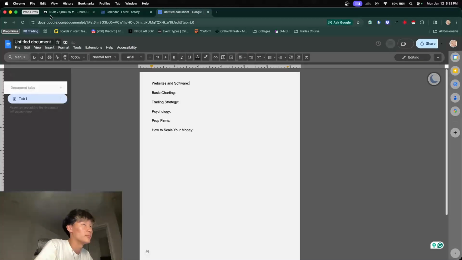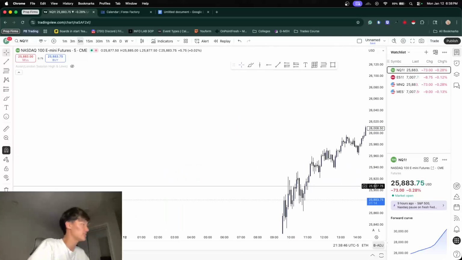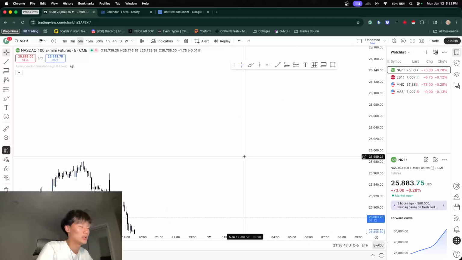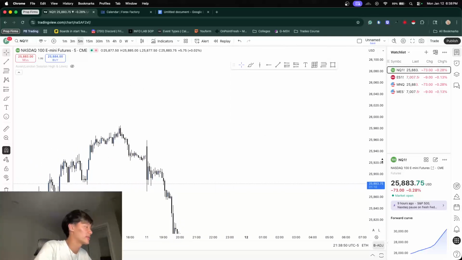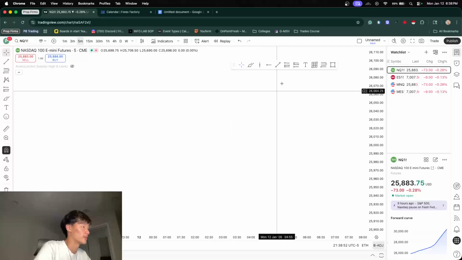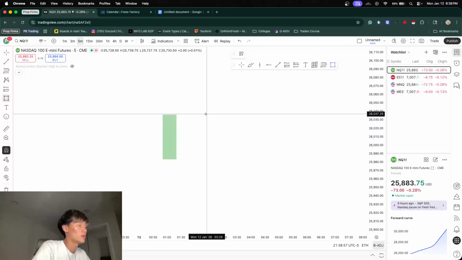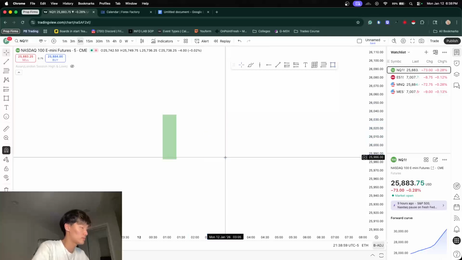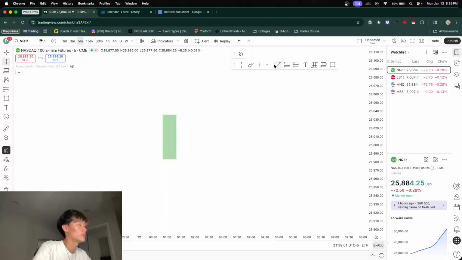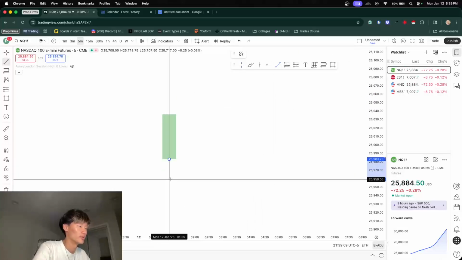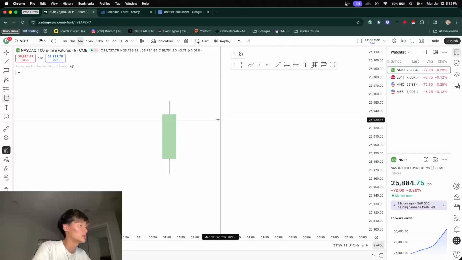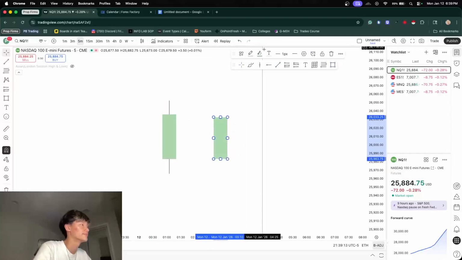So what else do we go for? Basic charting. Okay, basic charting. This is how we're gonna read the market. We're gonna go based on candles. Candles. Hold on, let me make these candles for y'all so it can visually be more appealing.